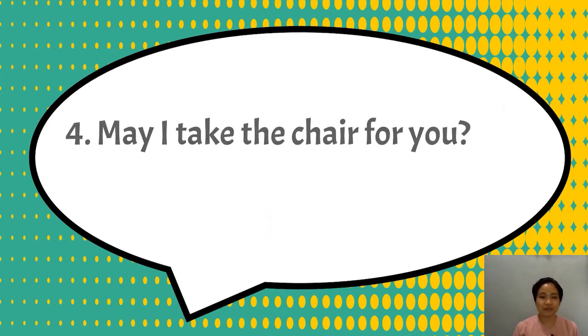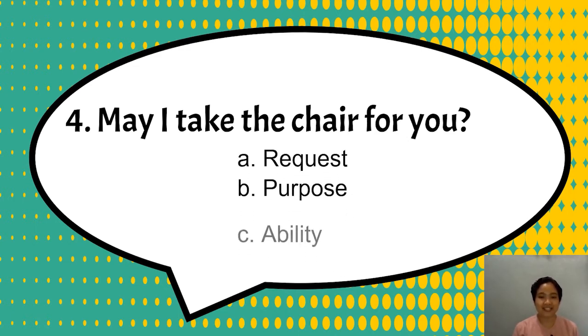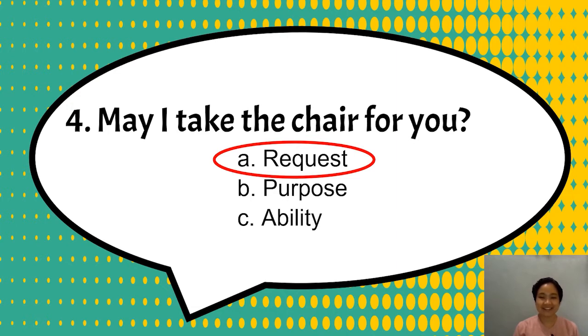Number 4. May I take the chair for you? A. Request. B. Purpose. C. Ability. The answer is A. Request. And the modal used is may.